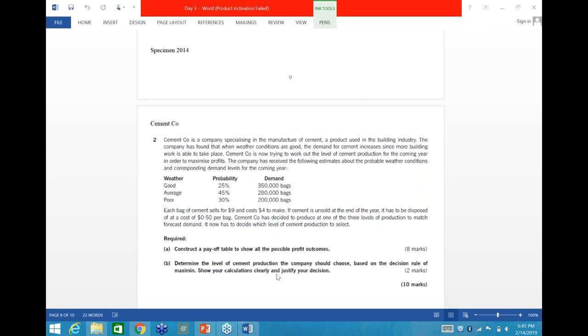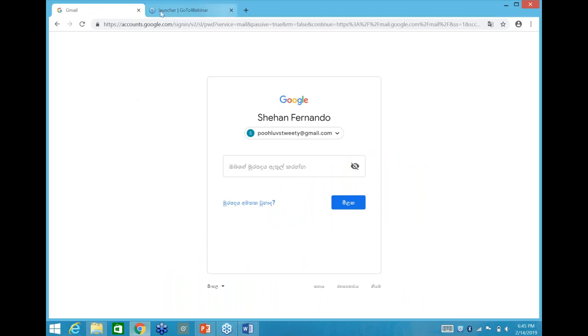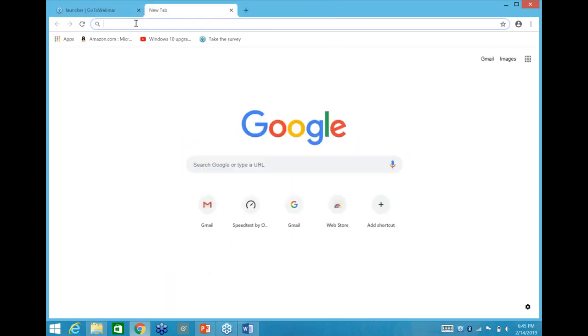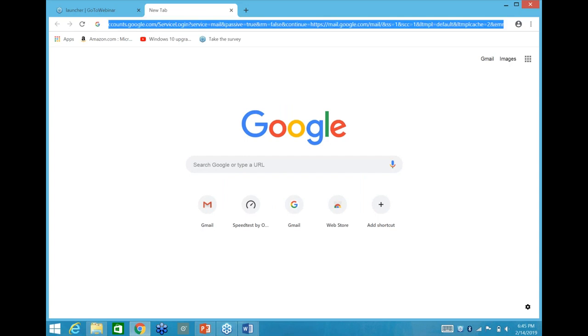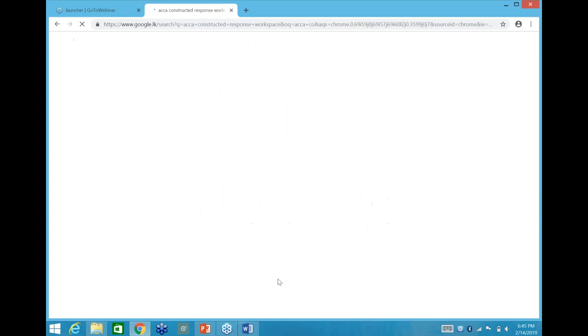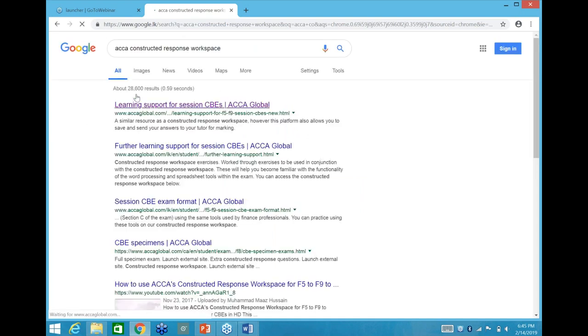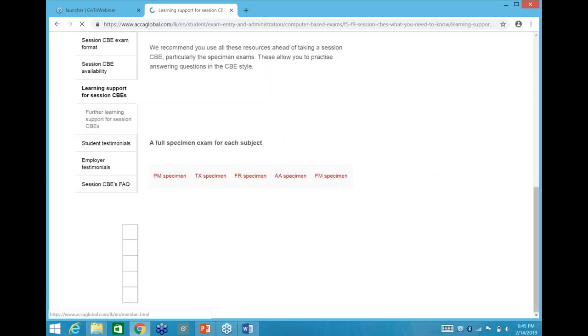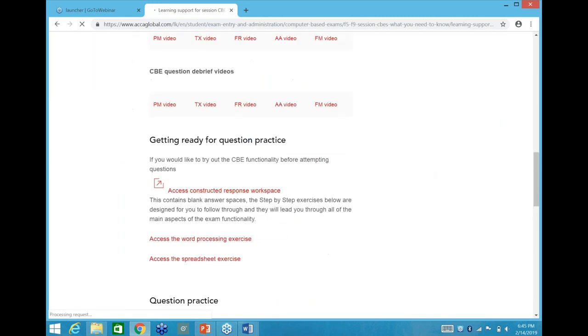Let me get this done through our platform itself. Let me say ACCA constructed response workspace. First search result, access constructed response workspace.